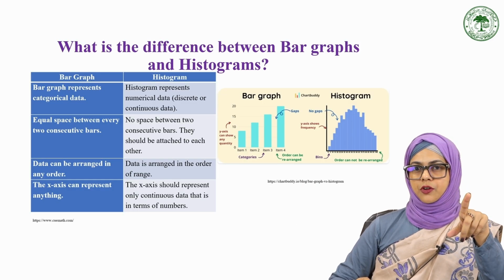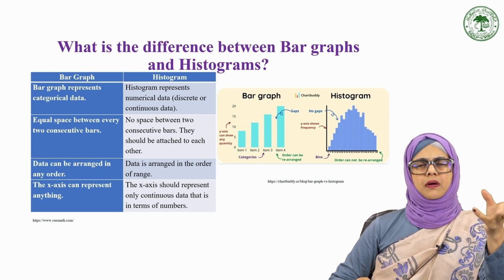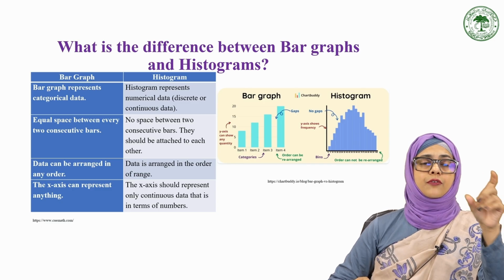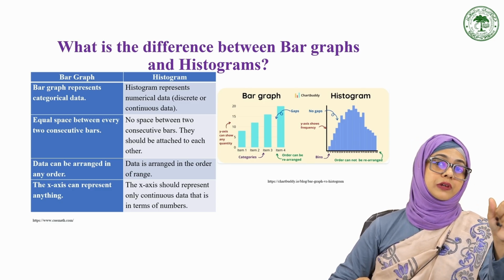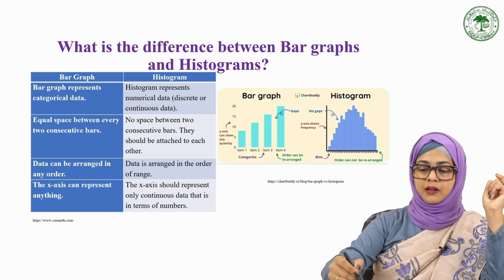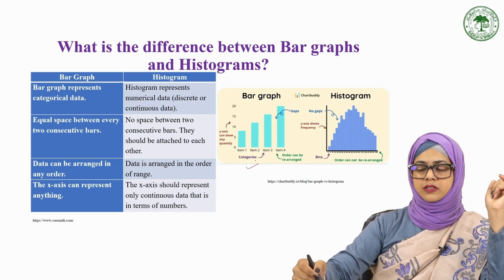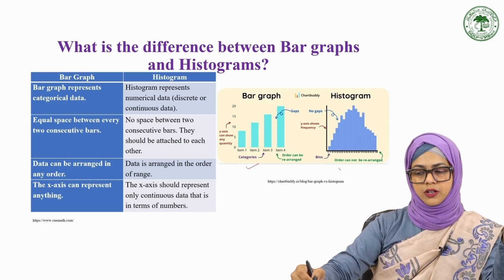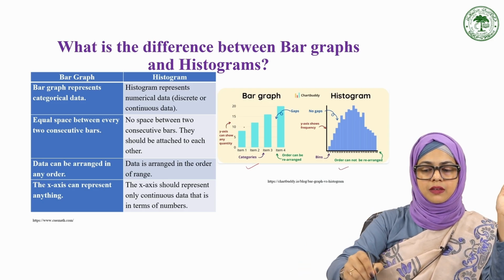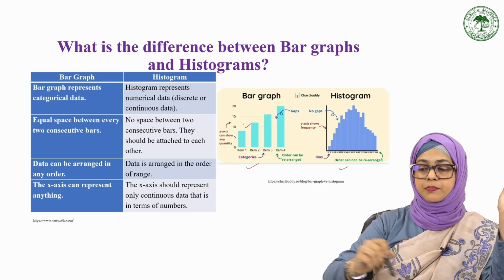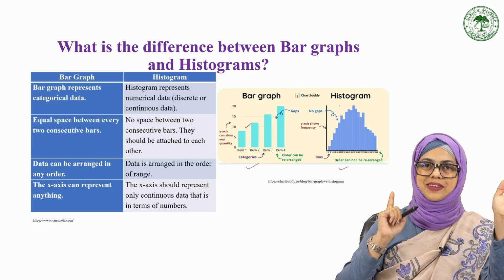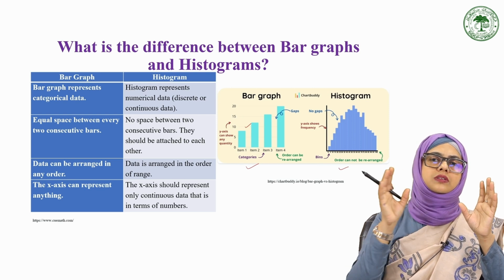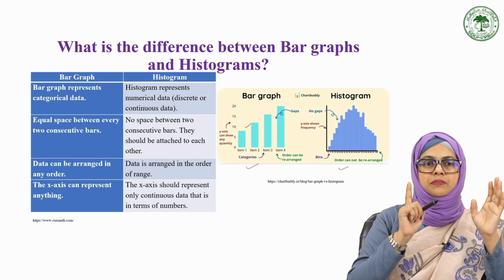Now a question should come to your mind. What is the difference between a bar graph and a histogram? They both almost look alike, but yes, there is a difference. A bar graph represents categorical data, right? So this is a bar graph, categorical data is present here, and a histogram represents numerical data. It could be discrete or continuous data. Spaces are there in a bar graph, but no spaces in the histogram. And in a bar graph, there is equal space between two consecutive bars. So even the spacing is equal, remember that, okay?